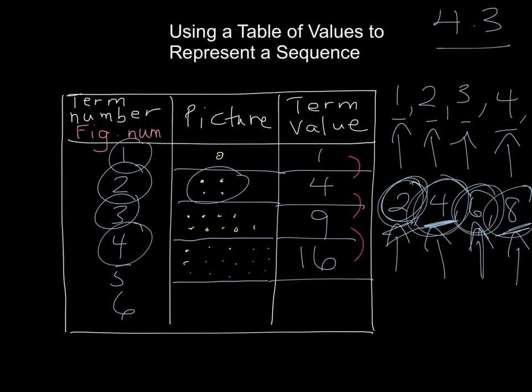So to get from 1 to 4, what are you adding? 3. To get from 4 to 9, what are you adding? 5. To get from 9 to 16, what are you adding? 7. Okay, so that's how you start to find a pattern. You take the term values, and you say from one term value to the next, what is it increasing by? Okay, so we have it increasing by 3, then increasing by 5, then increasing by 7.